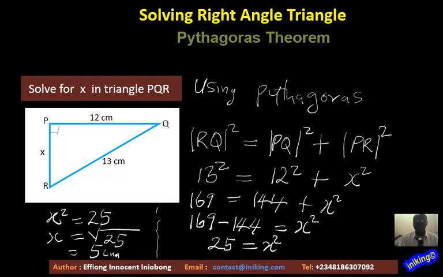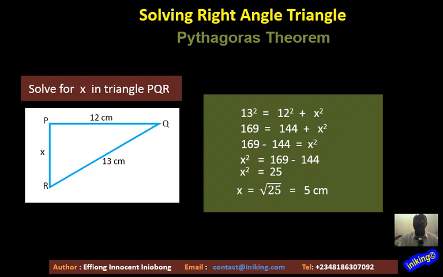Let's write this out more neatly. There we are. You can see that the side with the value 13 happens to be the hypotenuse. So we have the hypotenuse square there equals to the sum of the squares of the other two sides. And then we proceed down and we obtain x as 5 centimeters. We'll take our last example for this first video clip. Remember, we are solving right angle triangle, and the first method we are using is the Pythagoras theorem. Let's get something more engaging.